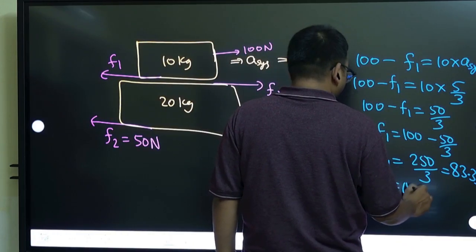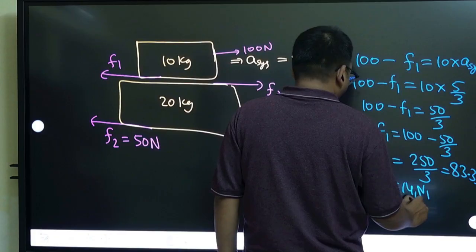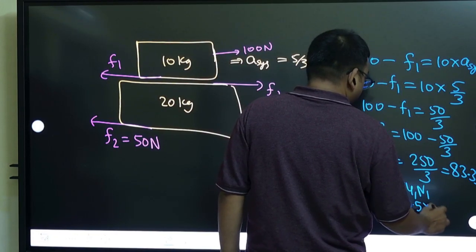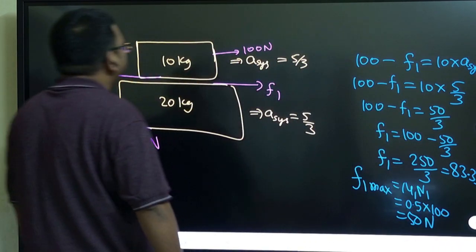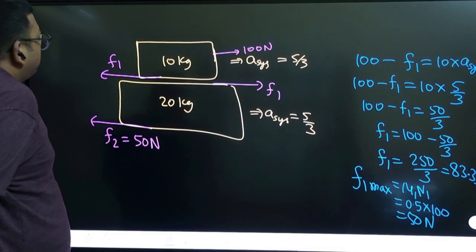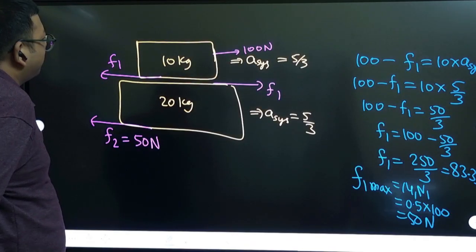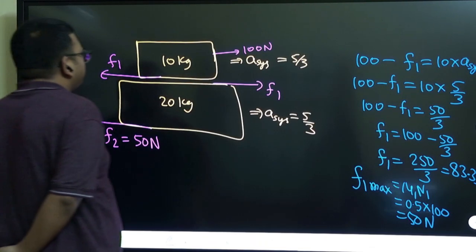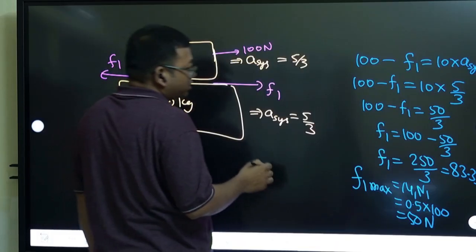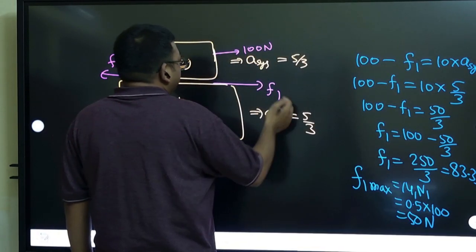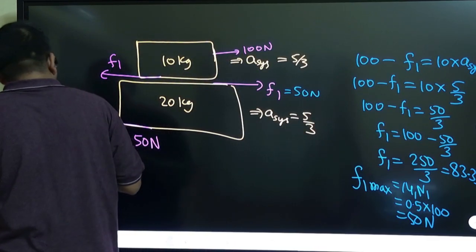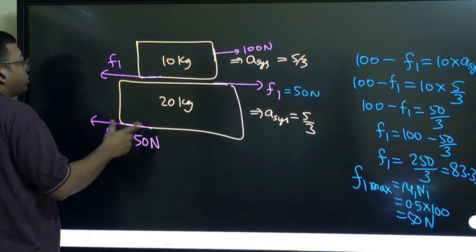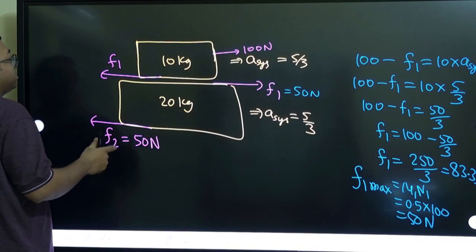Mu 1 times normal N1. So 0.5 into 100, so this was 50 Newton only. Definitely sliding is happening here. At this surface, sliding is happening. So if sliding is happening at this surface, we need to consider friction as that maximum friction only. We have to consider 50 Newton only, correct? But then the problem is that this block doesn't seem to move because here the forces are getting balanced, right?